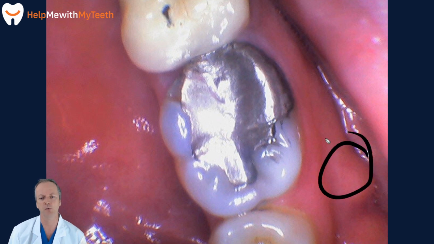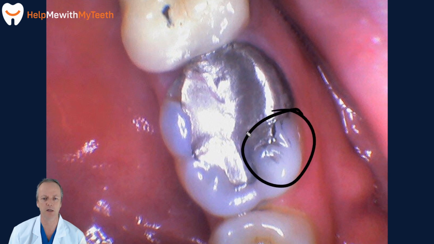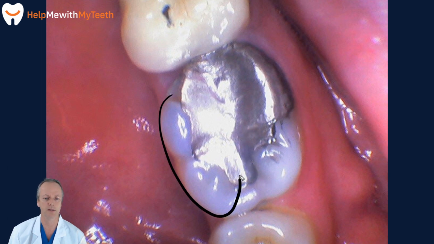Getting back to the tooth grinding that we were talking about earlier, generally grinders tend to have these fractures. So the big concern with this tooth is, are we going to get a further fracture? What we really don't want to see is this cusp breaking off, or the entire wall on the cheek side, we call the buccal wall.